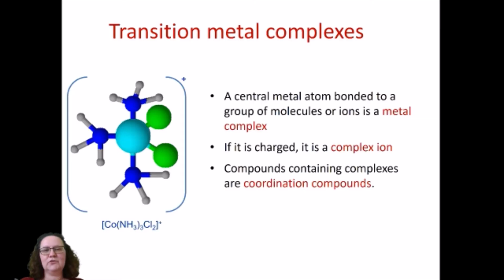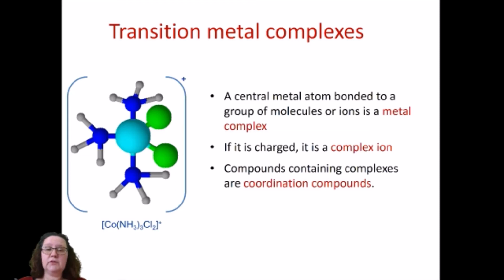In this part, we're going to spend a bit of time exploring coordination chemistry. First of all, let's start with some definitions. When you have a central metal ion which is bonded to a group of molecules or ions, we call that a metal complex. It can be a neutral molecule, or it can be an anion or a cation. If it's an ion, we call it a complex ion. And when you have a compound that contains one or more metal complexes, we call that a coordination compound.